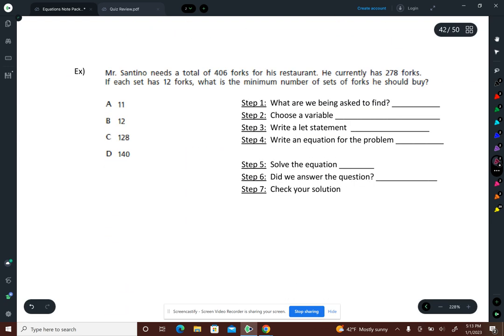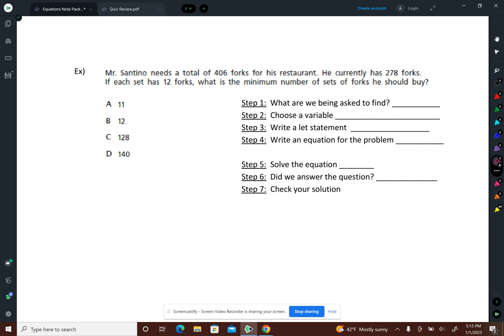Okay, so let's look at another example here. So it says Mr. Santino needs a total of 406 forks for his restaurant. He currently has 278 forks. If each set has 12 forks, what's the minimum number of sets of forks he should buy?